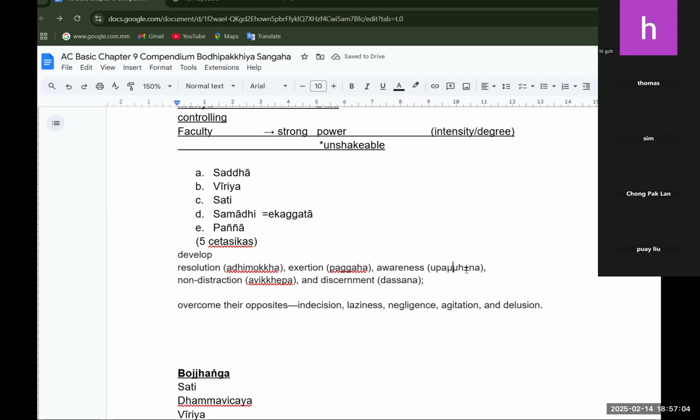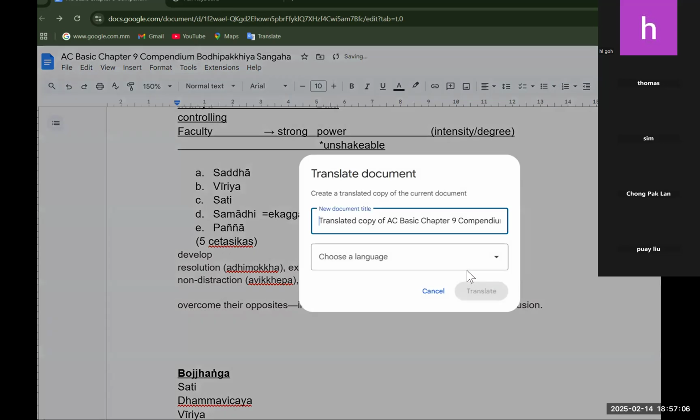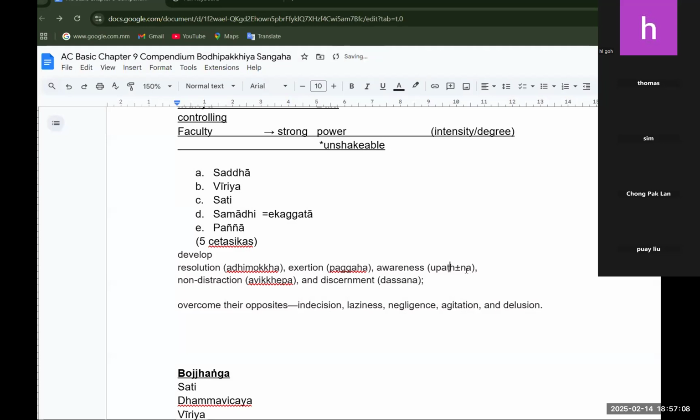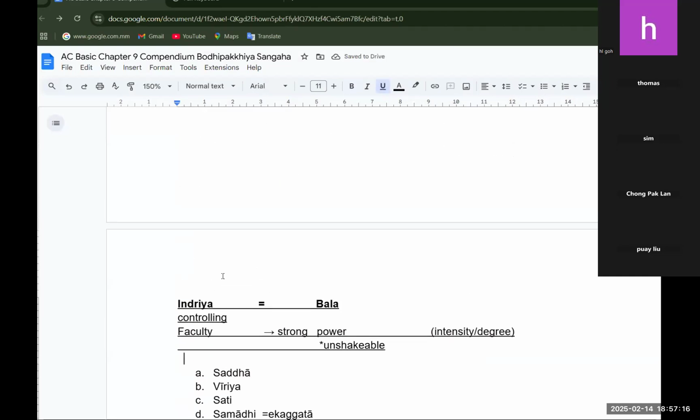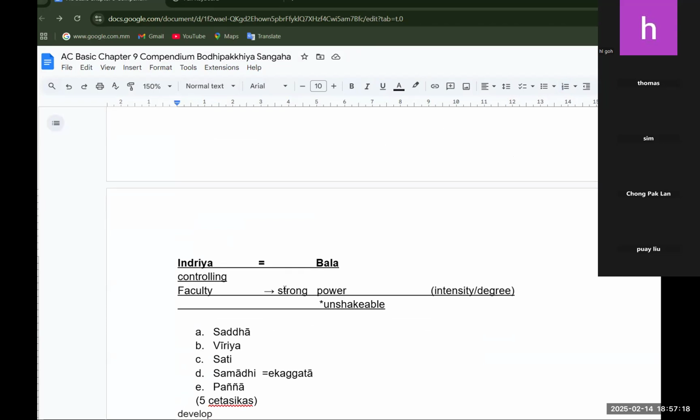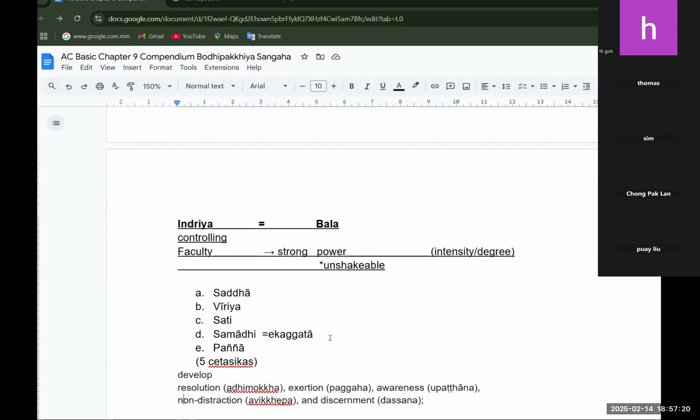Okay. So that's why it's important to increase these, because when these controlling faculties become very strong, they become power, Bala. The Dhamma is actually the same, just the 5 Cetasikas.